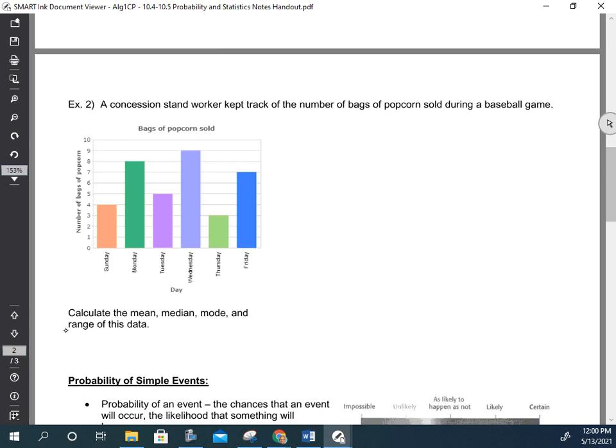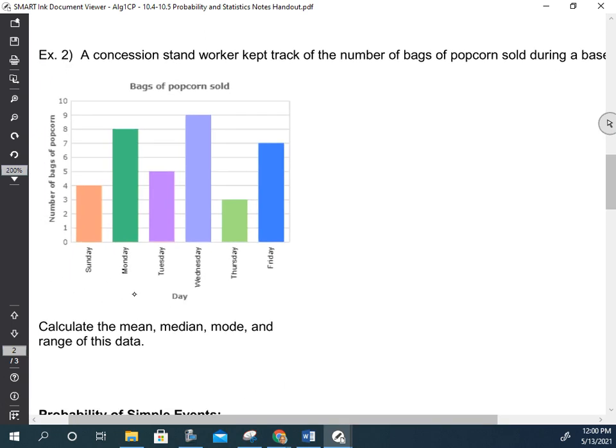All right, example 2. A concession stand worker kept track of the number of bags of popcorn sold during the baseball game. So in this table, we have a bar graph. You have your days, and you have the number of bags of popcorn. So I'm going to blow this up for those people who are at home.